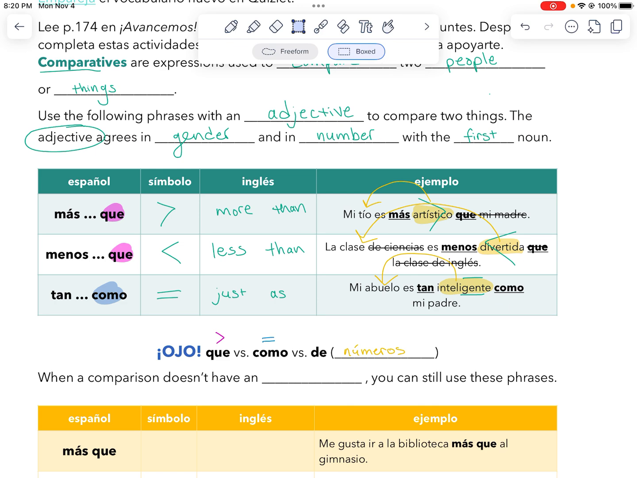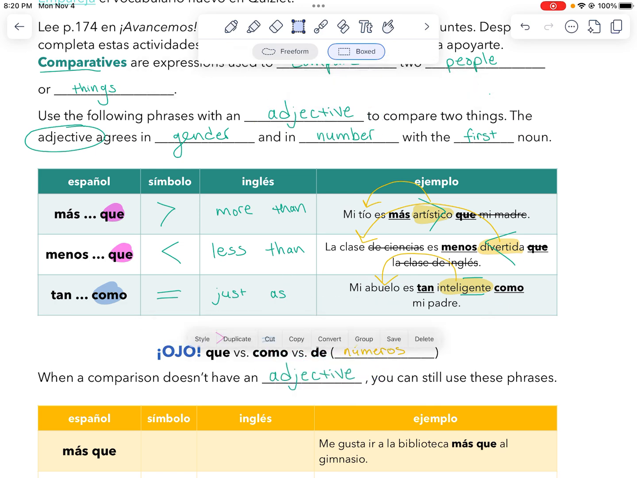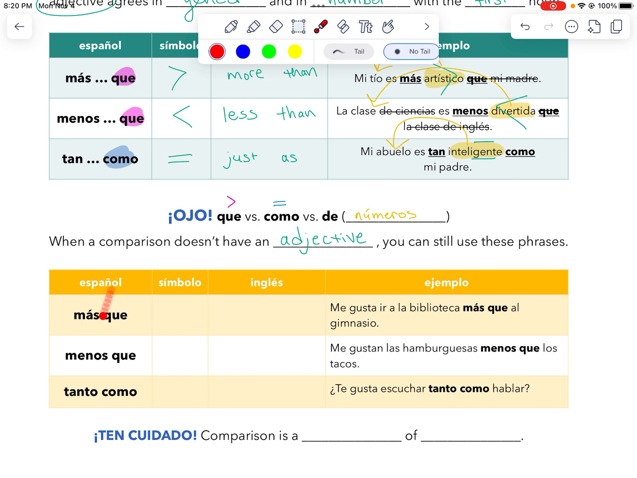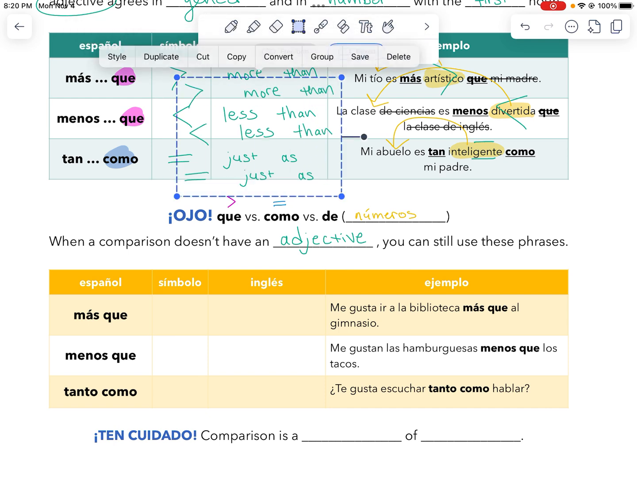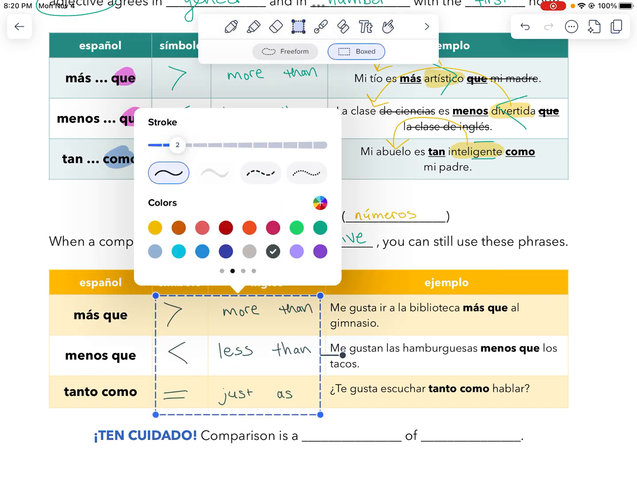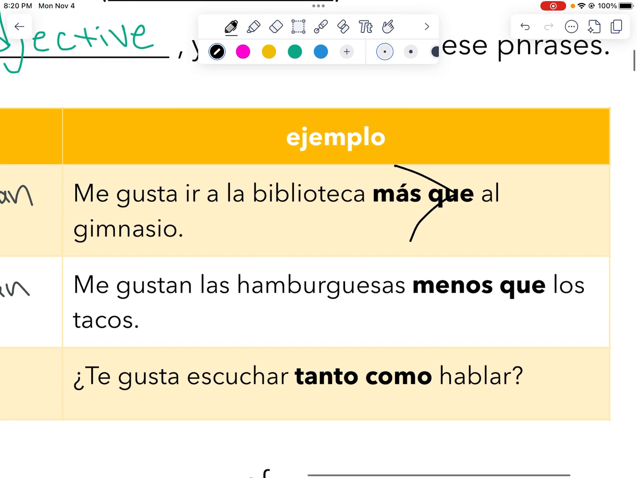You can also have a comparison without an adjective. And it's as simple as you don't put an adjective between them. So the meanings are the same. Me gusta ir a la biblioteca más que al gimnasio. There's no adjective in here. That's just, I like to go to the library more than going to the gym. I like the library more than the gym.